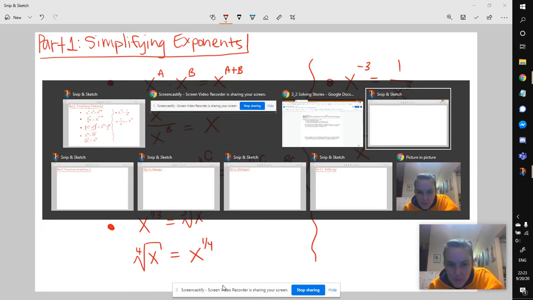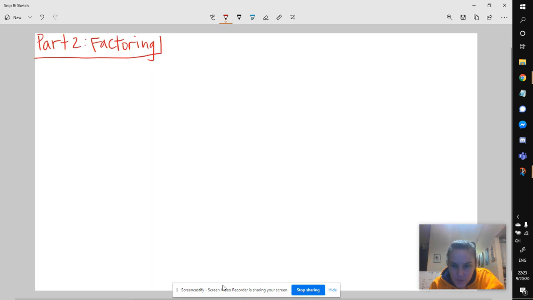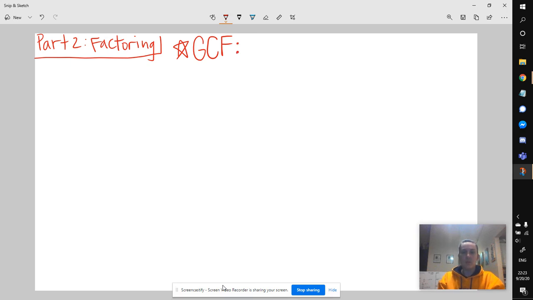All right, let's move to part 2, which is somewhere on this. It's right here. Okay, factoring. Step 1, so the big thing in factoring is always, always, always, before you start, factor out the greatest common factor. So greatest common factor. And I'll show you what that looks like.